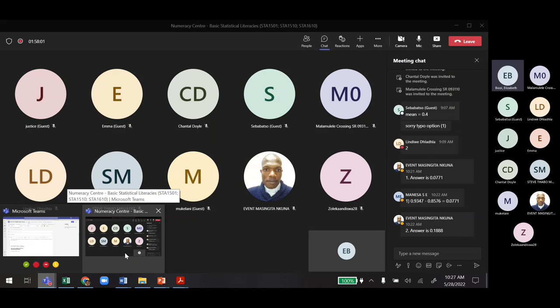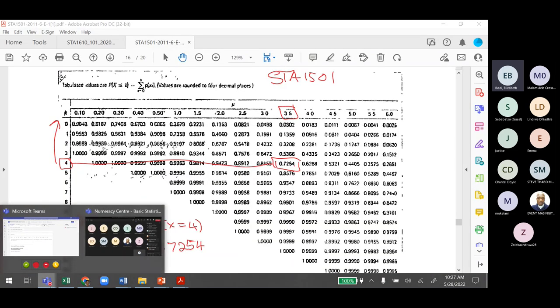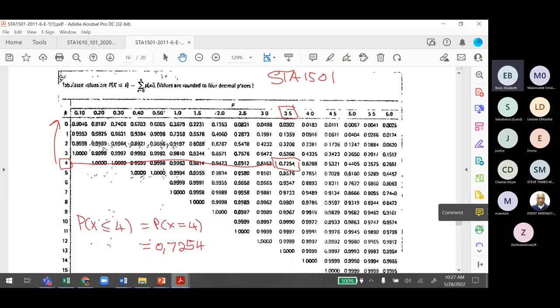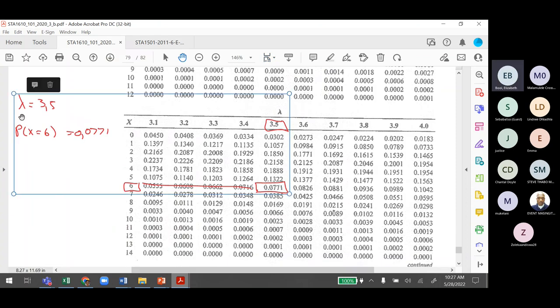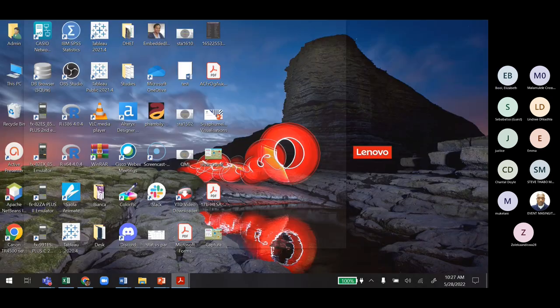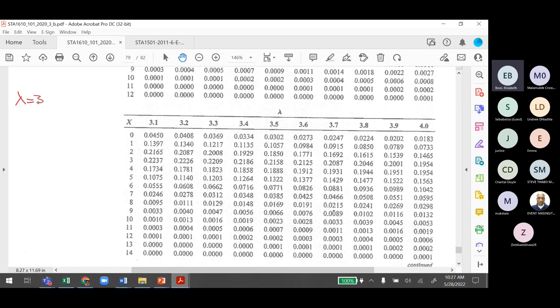Let me see what you guys had, those who answered the question. Yeah, somebody said it is 0.118. So that is that, right? For 1510, 1610, yours will look different. So we're still looking for lambda of 3.5. What are we looking for? The probability that X is less than or equal to 4. And I gave you the options, 3.5 and 4. And there we are, right? Nope, we are not there. It is not that.